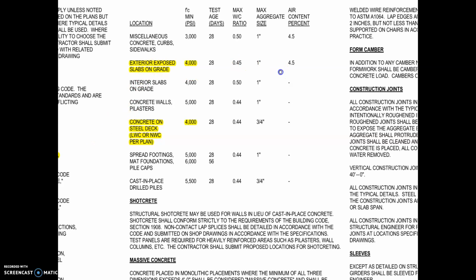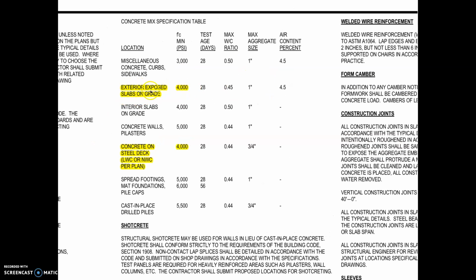And next up, we have our concrete strength and type. Here we see the exposed grade slabs on grade at 4,000 psi, and then concrete on steel deck for the upper floors at 4,000 psi. It indicates here that it could be lightweight concrete or normal weight concrete per the plan. So then we would have to go back to the individual plans at each floor to see exactly which weight of concrete it is. And why that's important is our embeds in lightweight concrete don't have as much capacity as they do in the normal weight concrete.